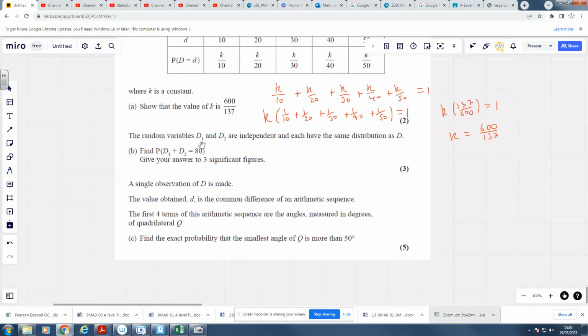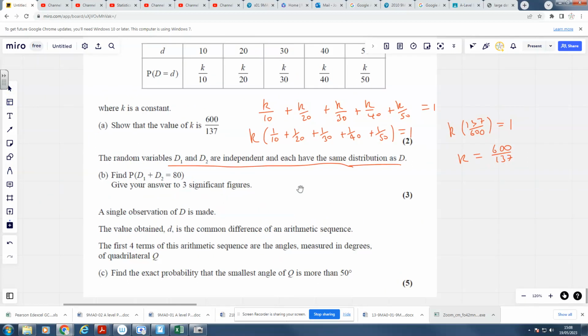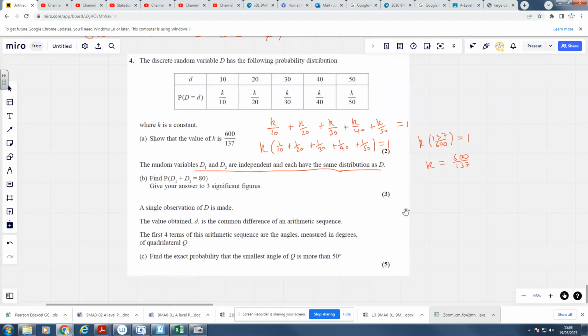Okay, the random variables D1 and D2 are independent and each have the same distribution as D. Now you can think of this as a spinner being spun twice. They want you to find the probability that after spinning the spinner twice, the sum of the scores is 80. That's the best way of looking at these. They used to come up all the time in the old Stats 1 papers. So if you want to practice these kinds of questions, go to the old Stats 1 papers and look for the DRV question, the discrete random variable question.